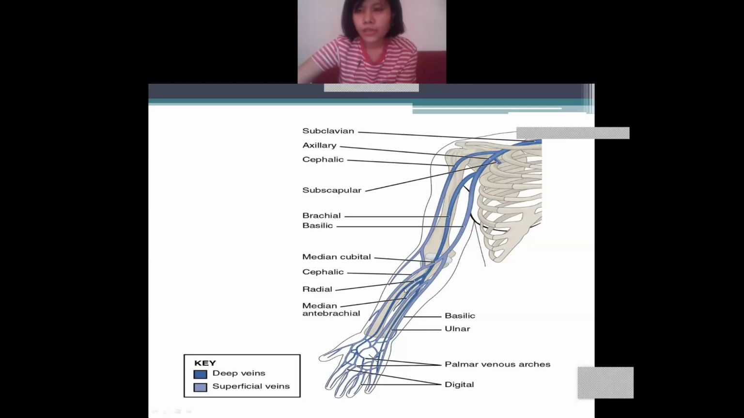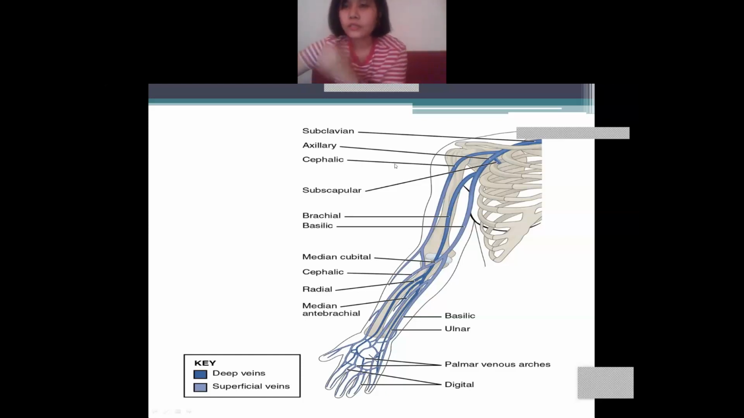And where will it reach eventually? The median cubital vein. In this median cubital vein, it will end here. That is the median vein, which is a superficial vein.